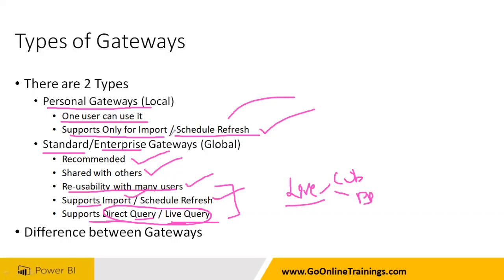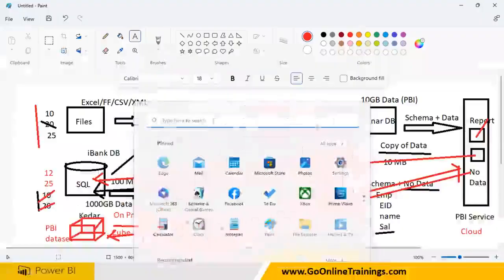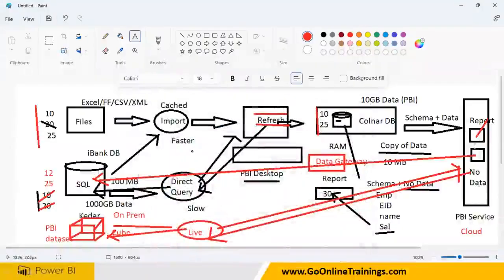So what is the cube? If you wanted to get the data from the cube, Power BI does not store any data. You can learn what the cube is later. But if you wanted to get the data, only the schema will be stored in the report. No data is going to be stored by the Power BI service. Always you get the data from the live only. Live means from the cube or from Power BI desktop. What is the meaning of live? No data is going to be stored in the Power BI service.